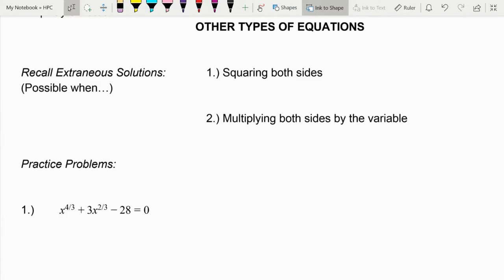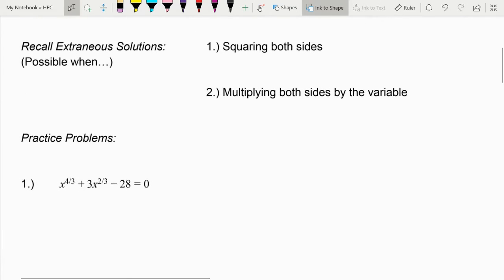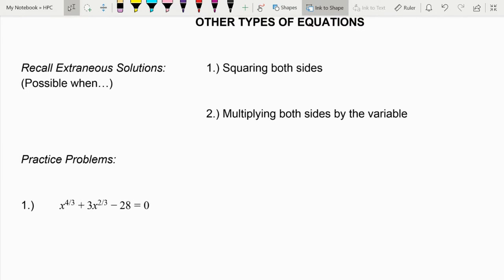And this is possible when we square both sides of an equation or when we multiply both sides of an equation by a variable. You can always check your answers by taking your solutions and substituting them into the original problem. You can do that even when you don't square or multiply both sides, just to double check that you didn't make any mistakes throughout the problem.